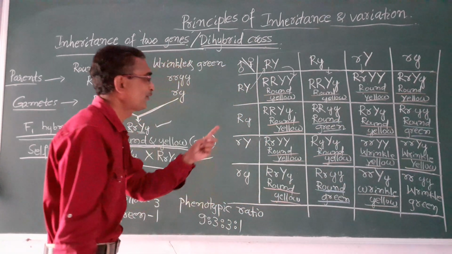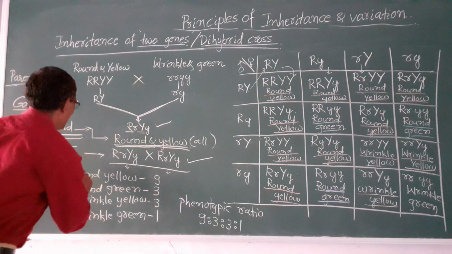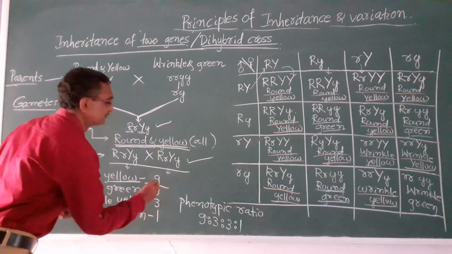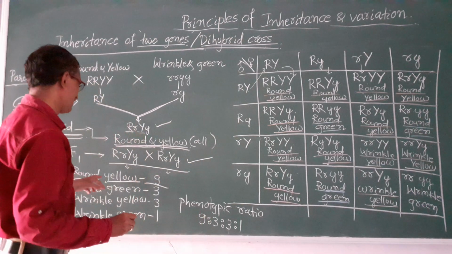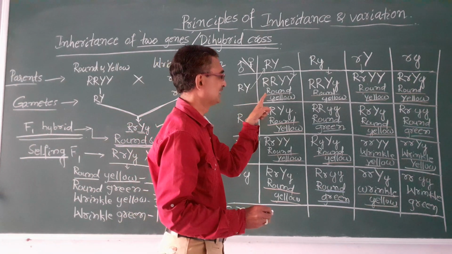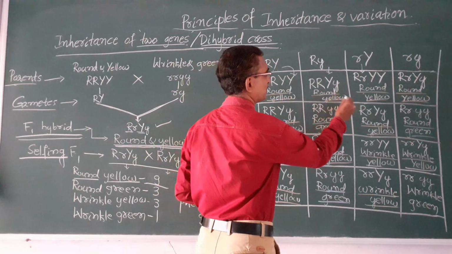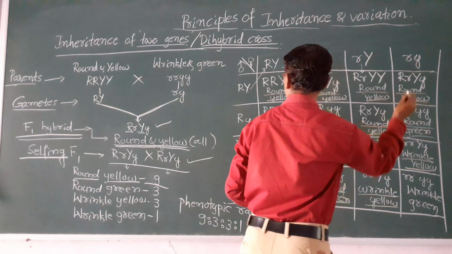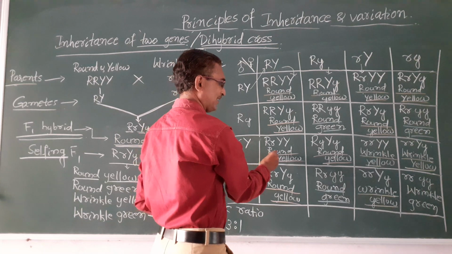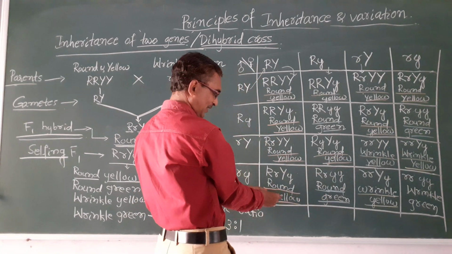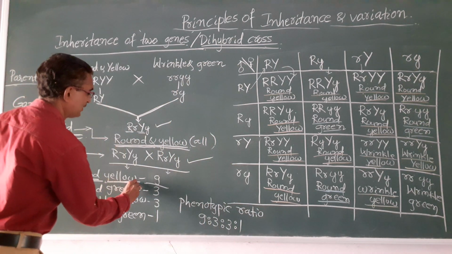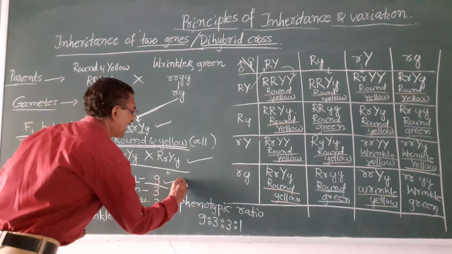And you see, in F2 generation, we get the round and yellow seeded plants 9. You see here, round and yellow. I have marked with red color. Okay, round yellow 1, round yellow 2, round yellow 3, round yellow 4, round yellow 5, round yellow 6, round yellow 7, round yellow 8, round yellow 9. So the round seeded and yellow colored plants were 9.